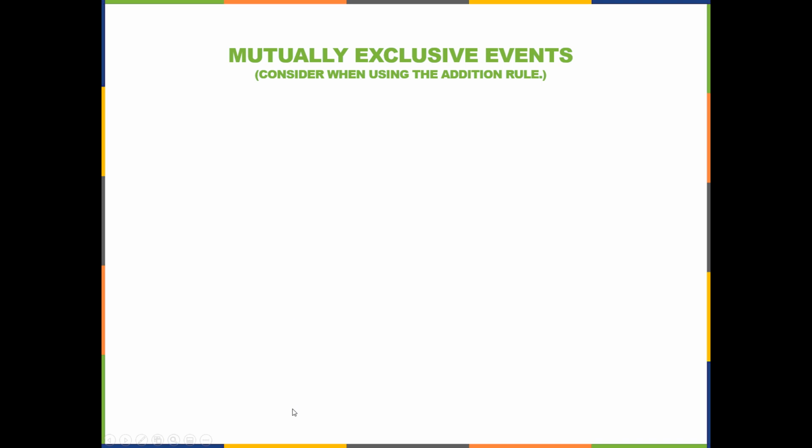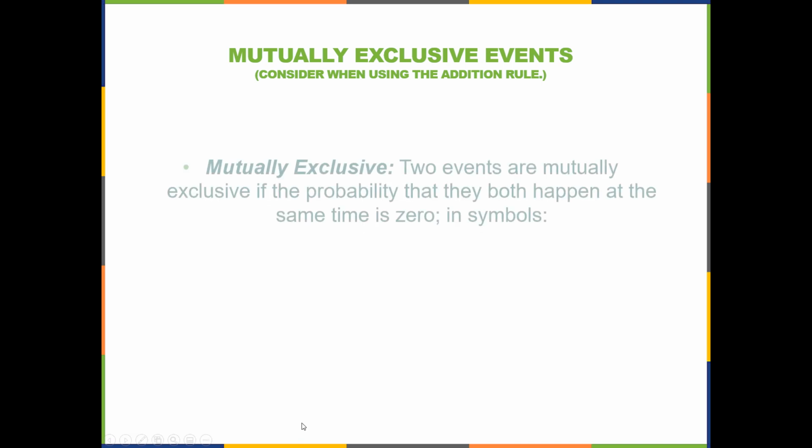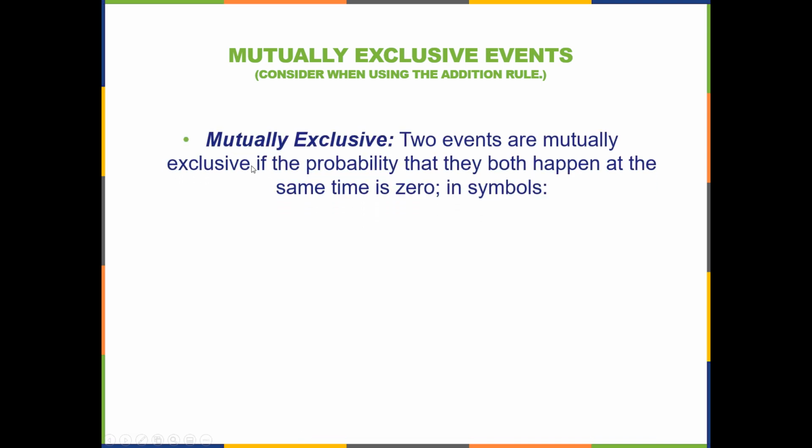When we're doing the addition rule, we need to consider whether there's overlap. That means, are they mutually exclusive events, or do they have an overlap? Mutually exclusive means two events are not able to happen at the same time. So what we say is that the probability that they both happen at the same time is 0, right? It's impossible that they can happen together at the same time.